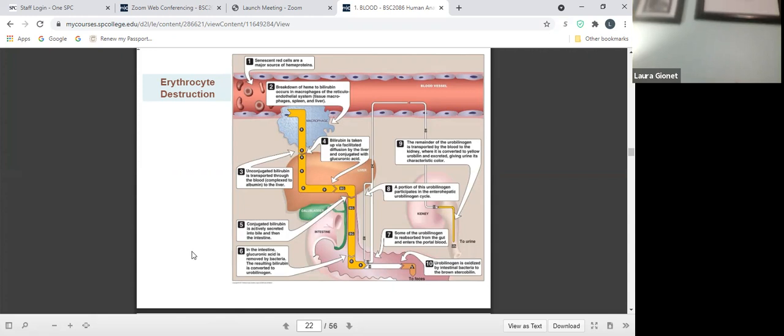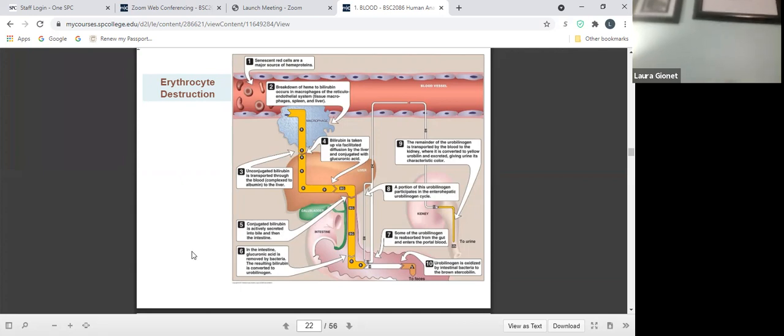So it becomes captured in the spleen and broken down into bilirubin, and it's an unconjugated form. Then it gets transported to the liver, where it gets conjugated into bile, where it will pass into the small intestine, and the majority of which will pass right into feces and be eliminated. And that's actually what gives feces the brown color.